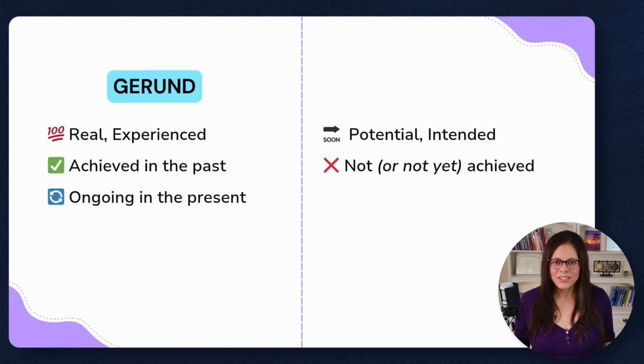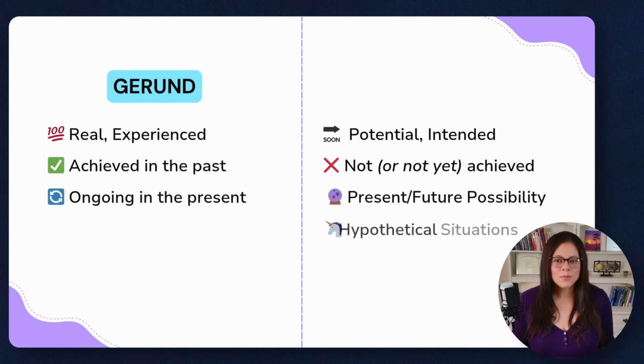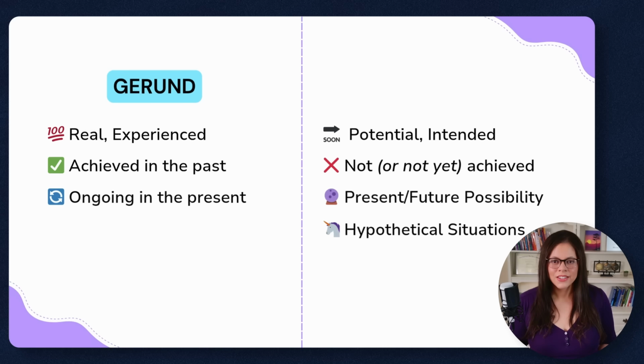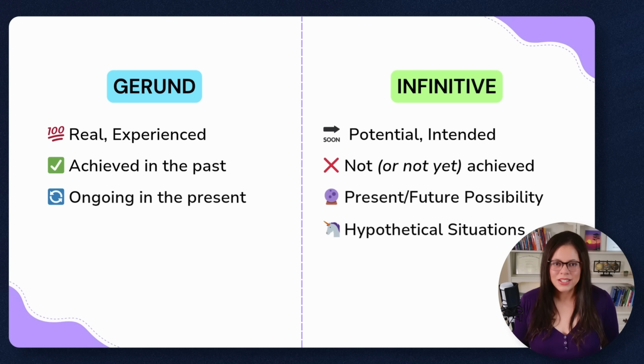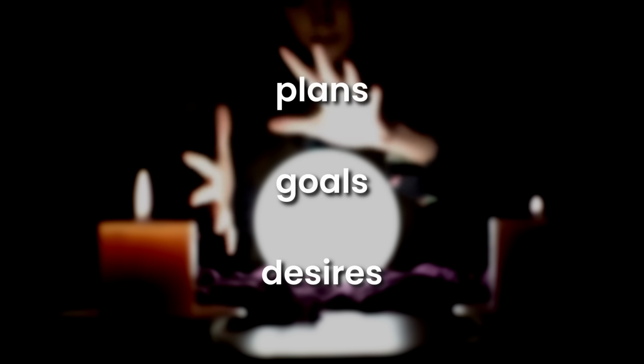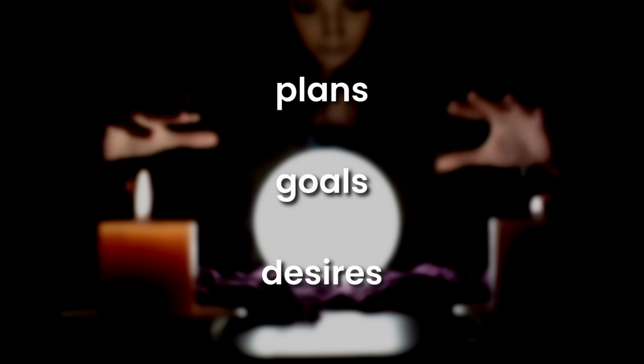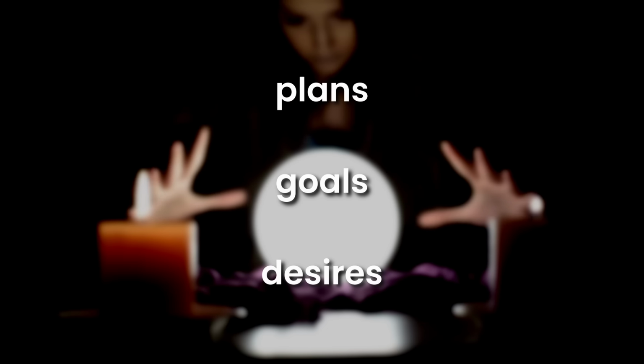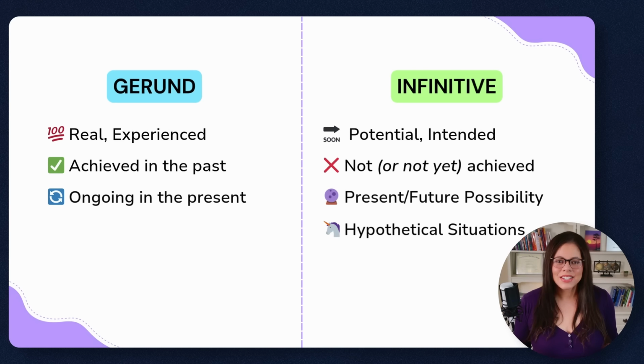On the other hand, we prefer the infinitive for actions that are possible or hypothetical, things that exist in your imagination but haven't happened yet, like your plans, your goals, your desires. You may or may not complete them in the future. This is the key difference.